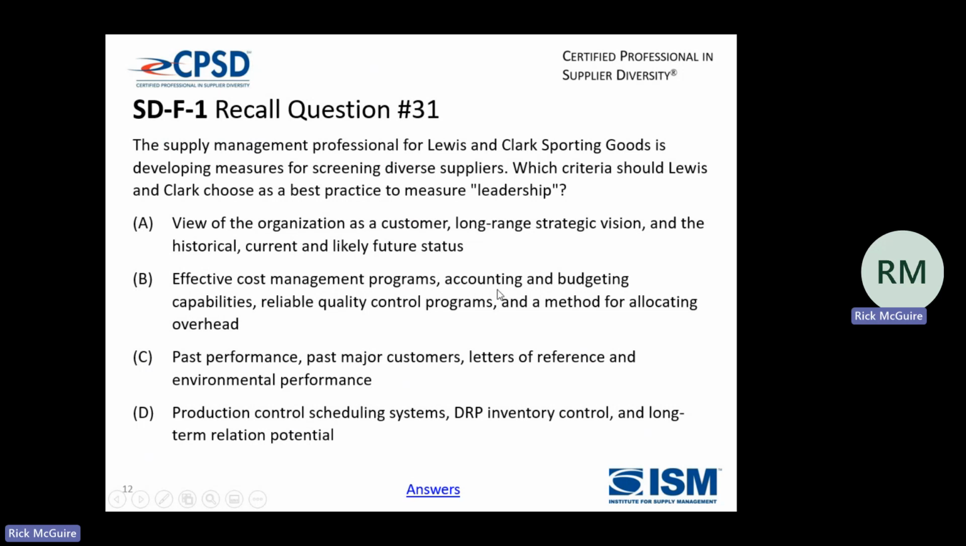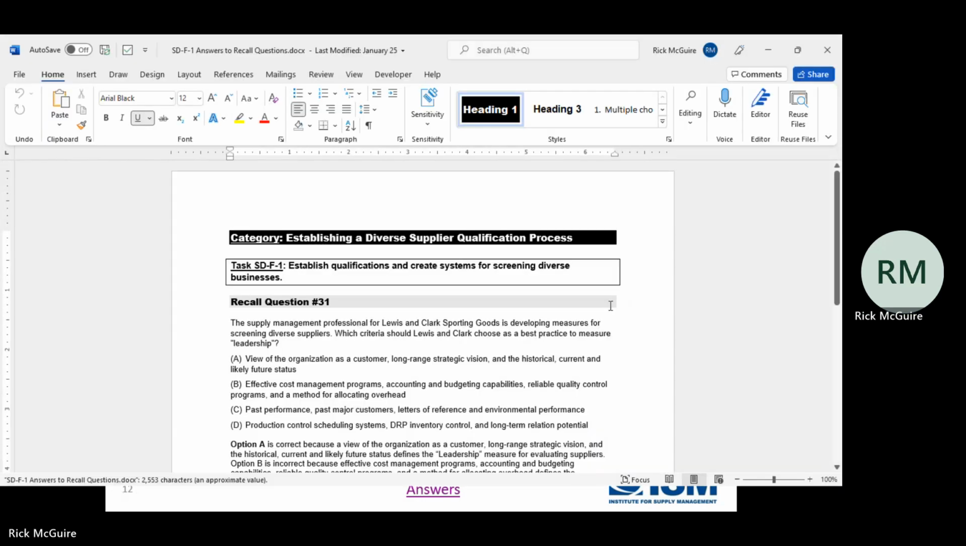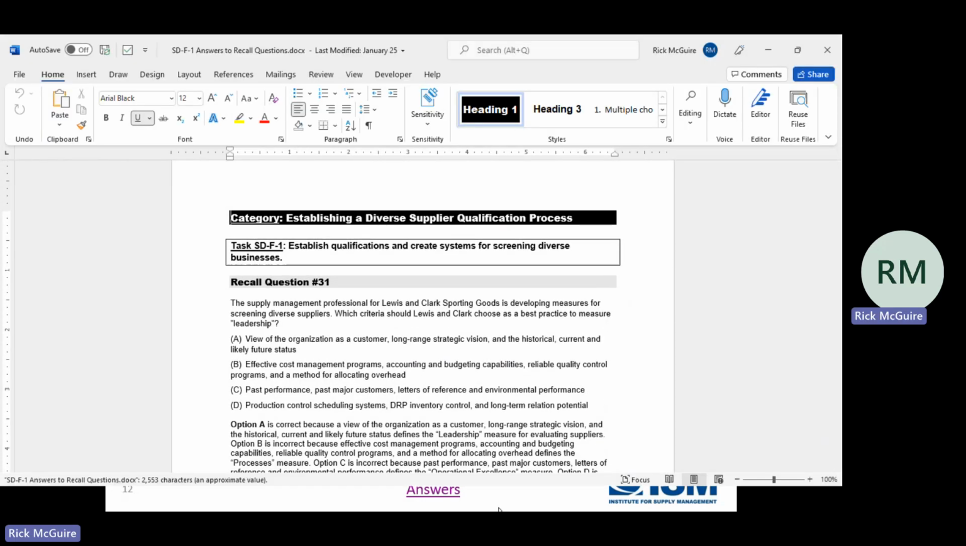Effective cost management programs, accounting and budgeting capabilities, reliable quality control, and method for allocating overhead. That's more operational. Past performance, past major customers, letter of reference. Not really. Production control systems, DRP, inventory. So the only one that has kind of leadership stuff on it is A. That'd be right. A it is.